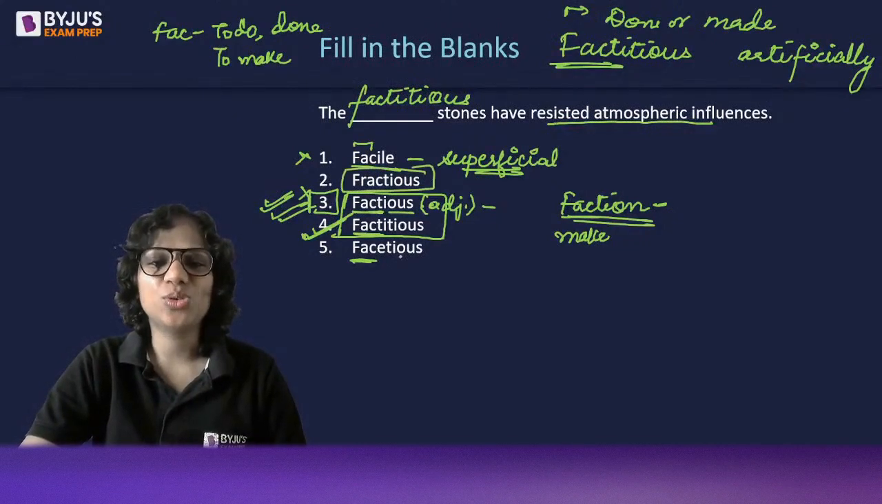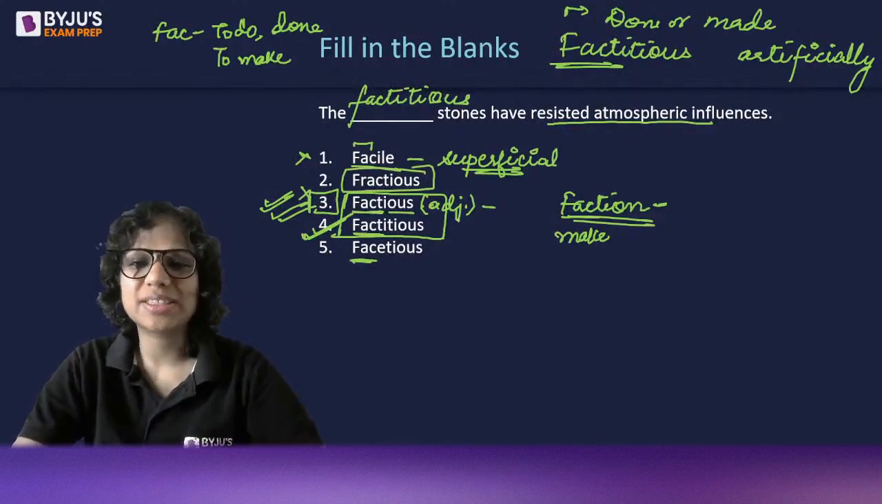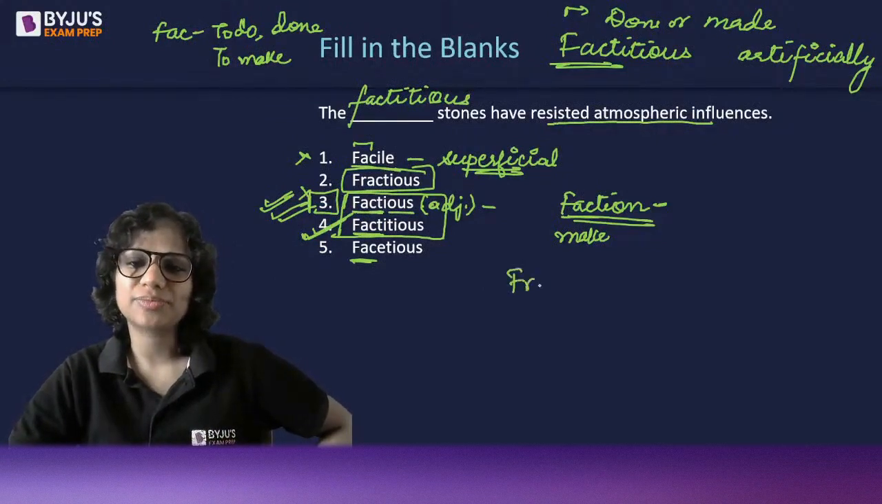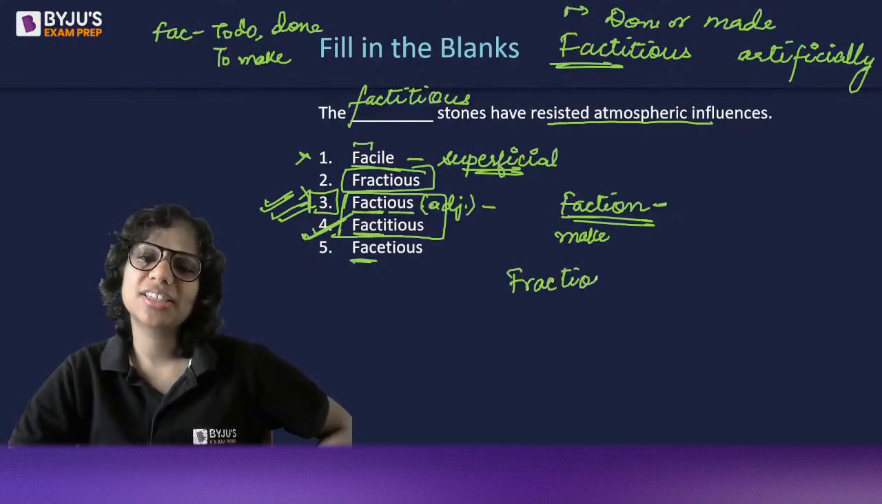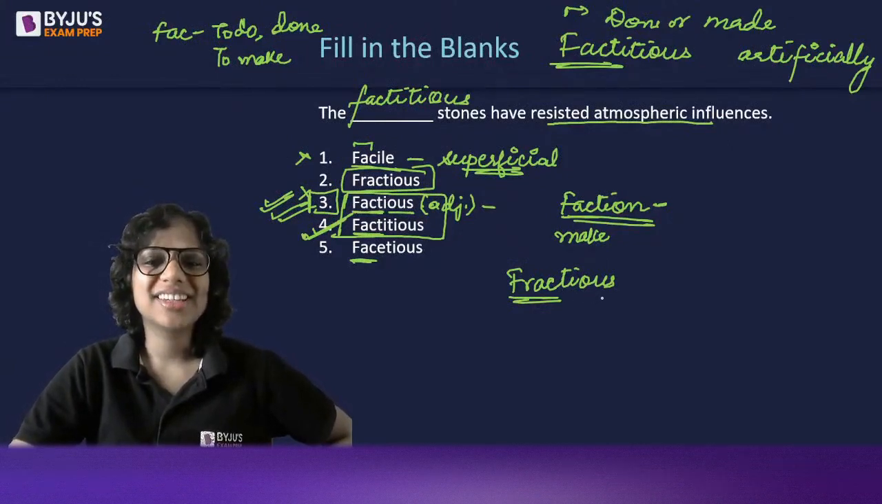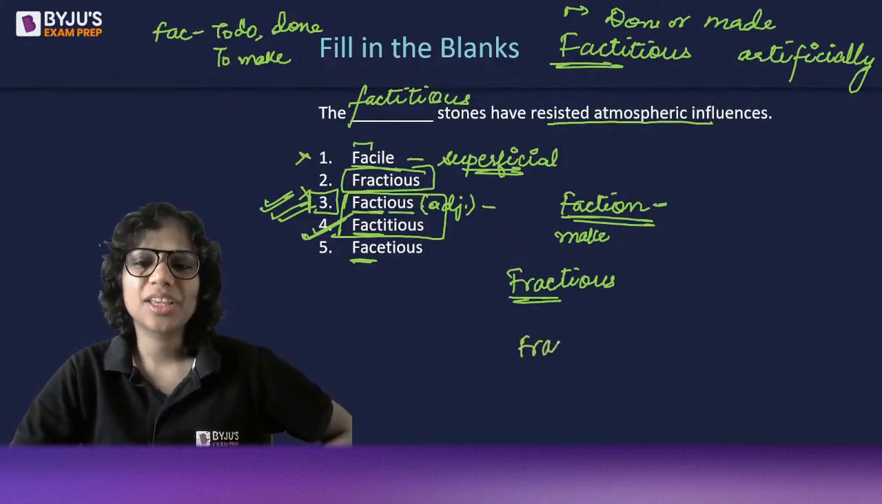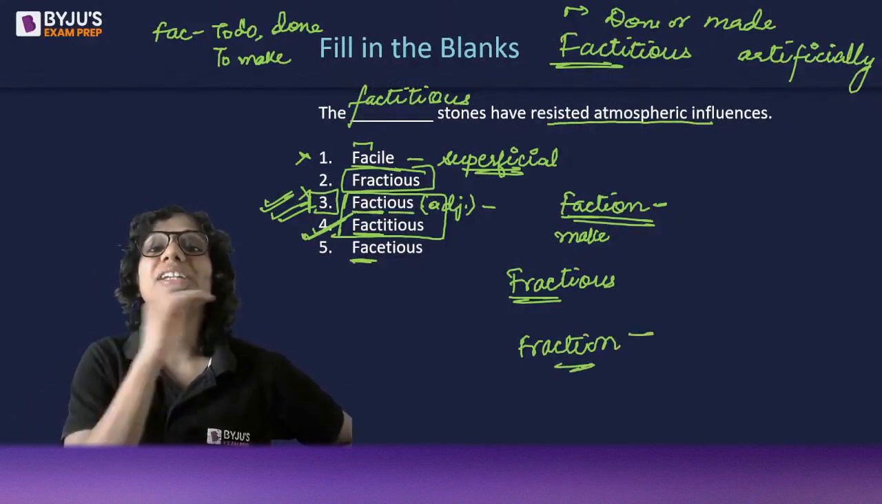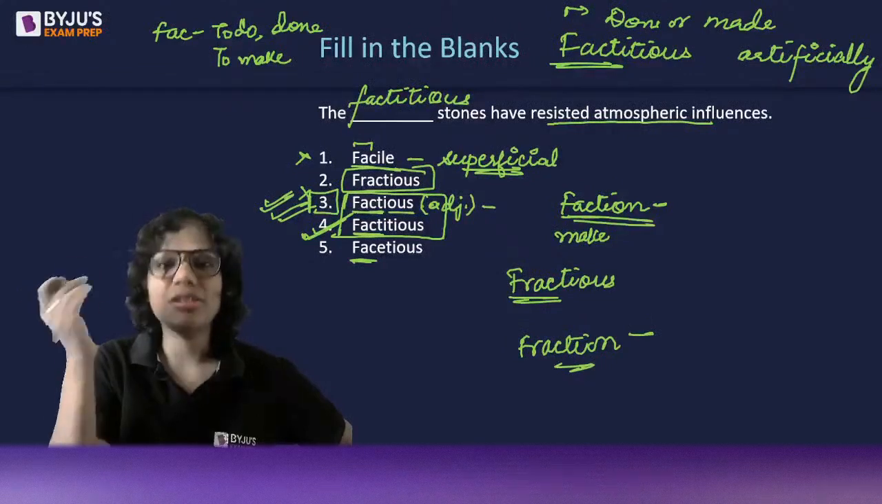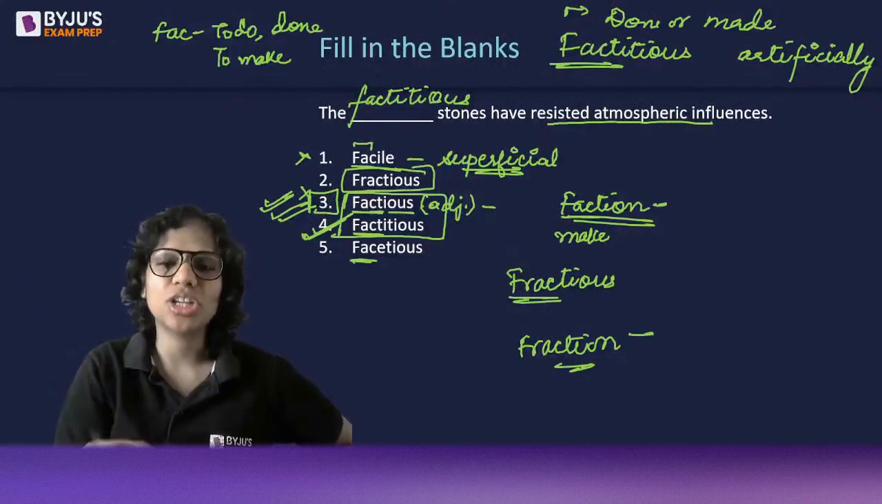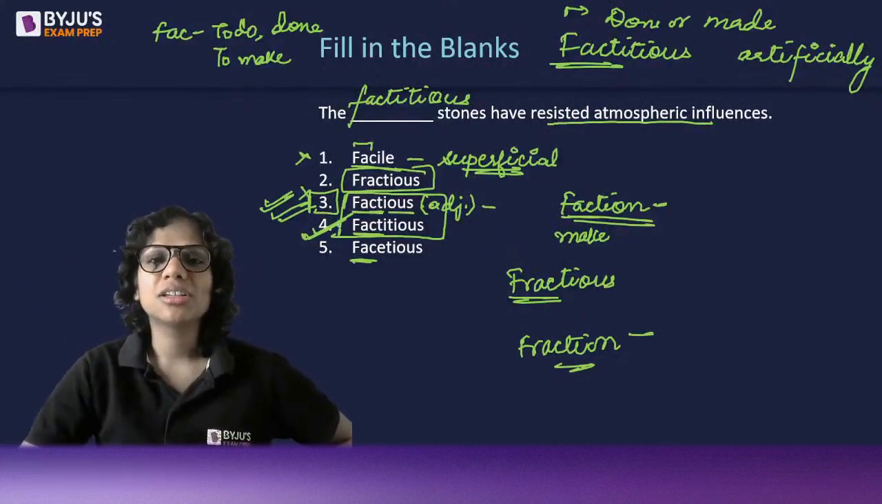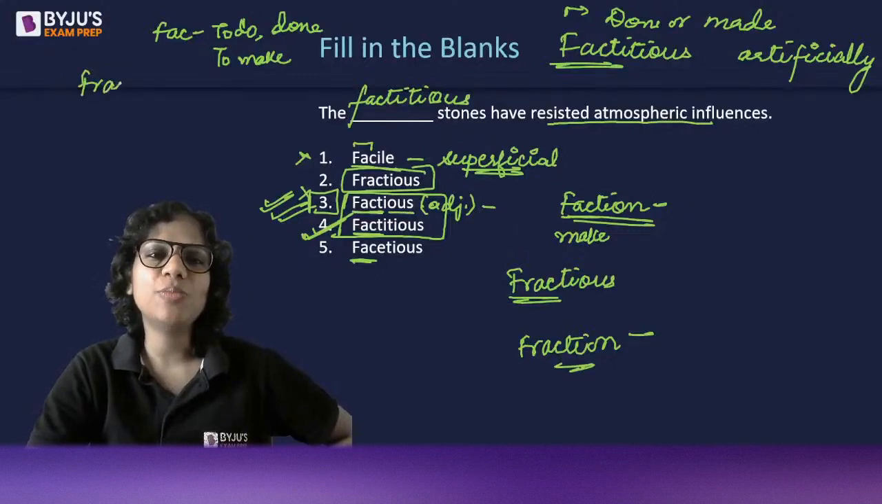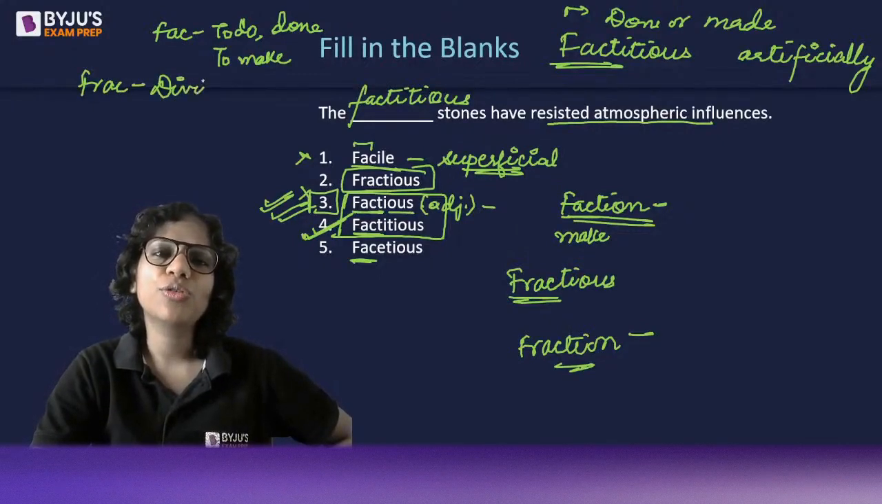अब देखते हैं ये दोनों, fractious and facetious. What do these words mean? Fractious. Does it remind you of a fraction? If it does, good. See, what exactly is a fraction? Basically, we have divided a number into parts. Yes, that's when we get a fraction. So the idea of division is very prominent in fraction.